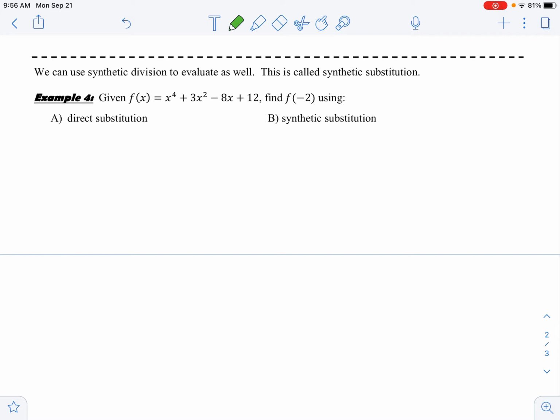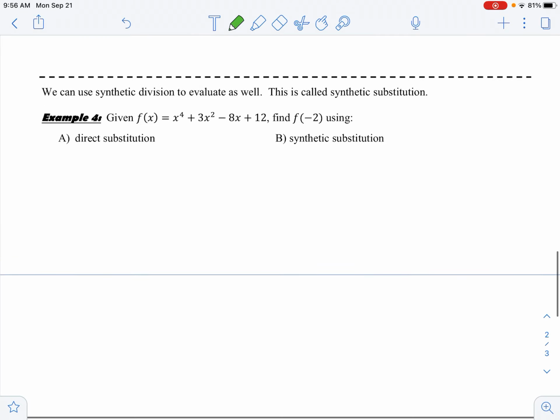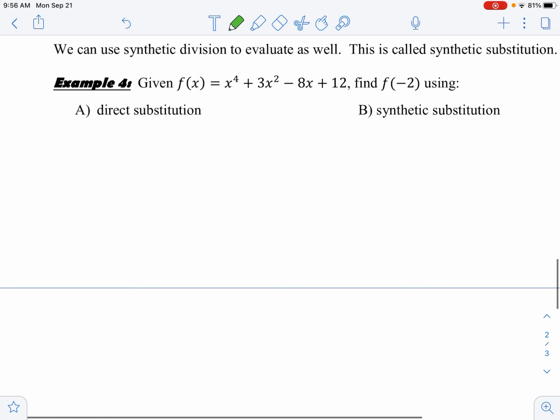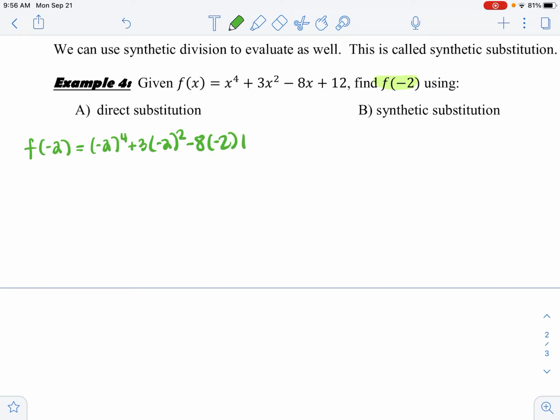Okay, last but not least, it says we can use synthetic division to evaluate as well. This is called synthetic substitution. So it says, given this function, find f of negative 2. Direct substitution is just doing what you would think you would do. Find f of negative 2. So let's do that. F of negative 2 equals negative 2 to the 4th plus 3 times negative 2 squared minus 8 times negative 2 plus 12.